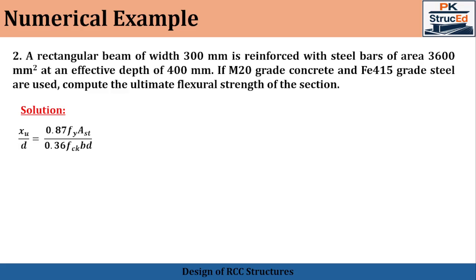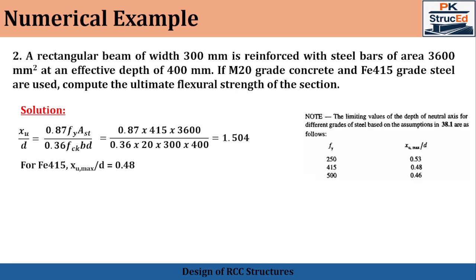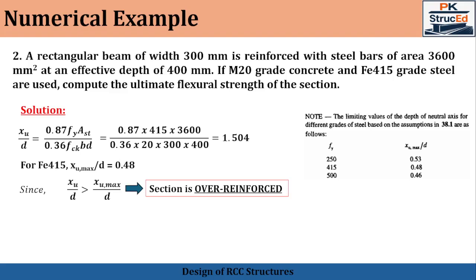So here the Xu/d, based on the given data, has been calculated as 1.504. And again, similar to the previous problem, here also the grade of steel is Fe415. So for Fe415, the Xu max/d has been taken from IS 456-2000 as 0.48. So now in this case, Xu/d is greater than Xu max/d. Therefore, the section is over reinforced.